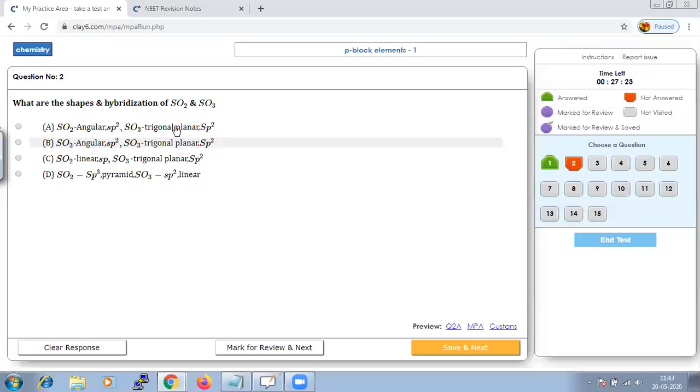SO3 is trigonal planar. Hence your hybridization should be sp2 for SO3. Hence we can say that SO2 is angular and its hybridization is also sp2, and SO3 is trigonal planar, whose hybridization is also sp2. So let us click that and go to next.